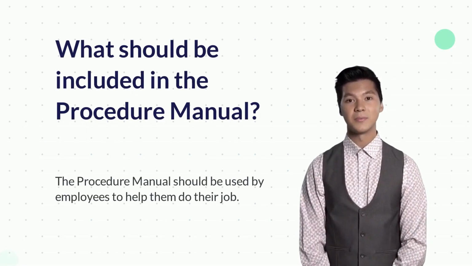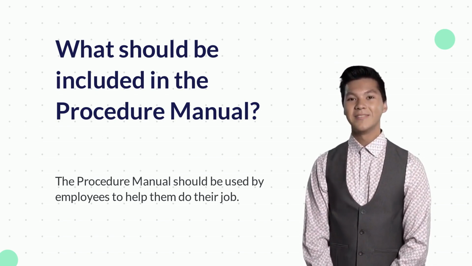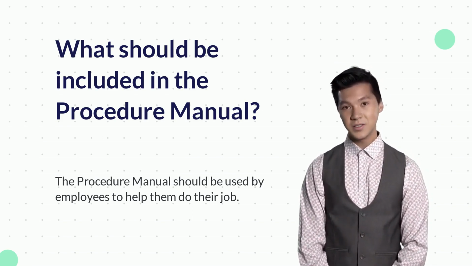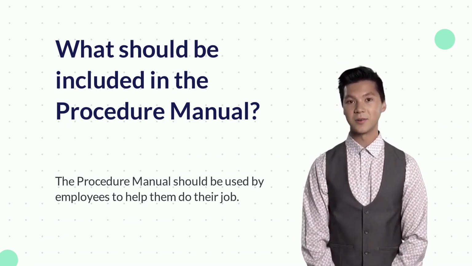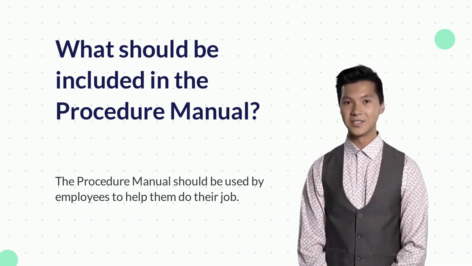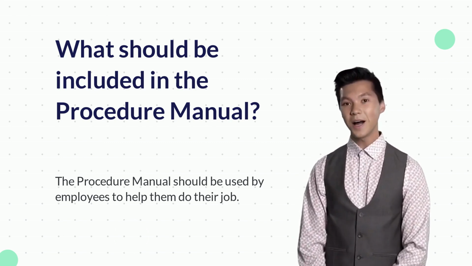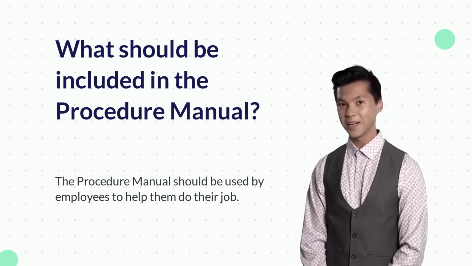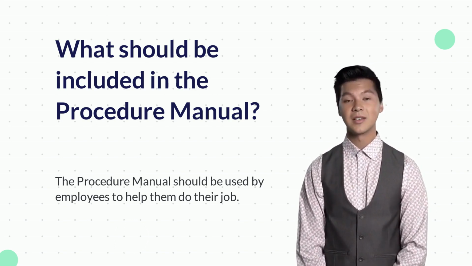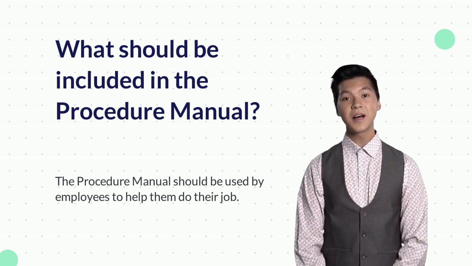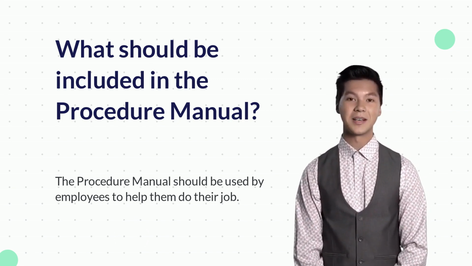Another question to think about is, what should be included in the procedure manual? The procedure manual should be used by employees to help them do their job. It should include the following: an explanation of the quality management system, QMS, and how it works, including any relevant standards and regulations that apply. A list of quality management documents, including QMS policies, procedures, and work instructions, WIs. A list of any quality-related documents that are referenced in your SOPs for easy access.